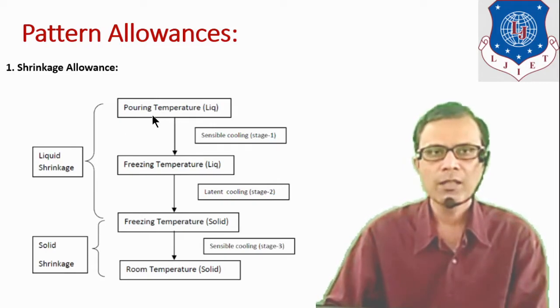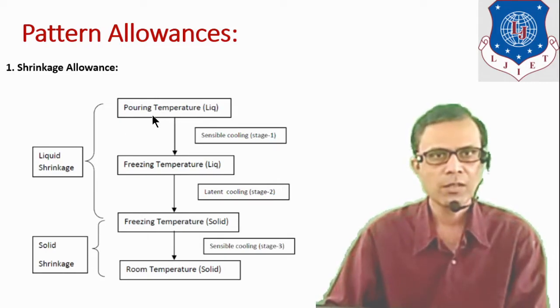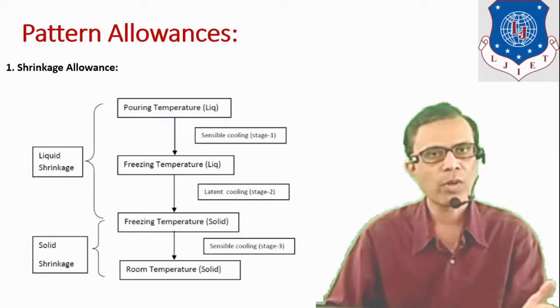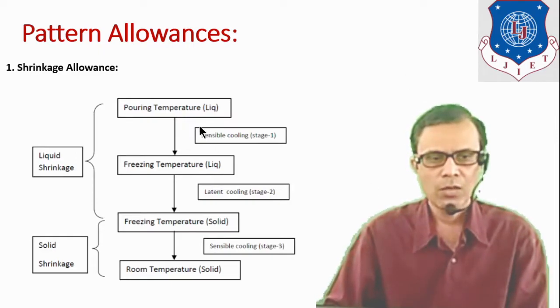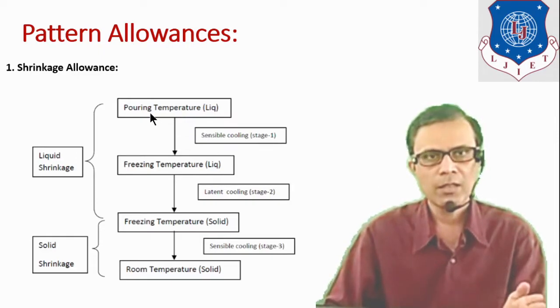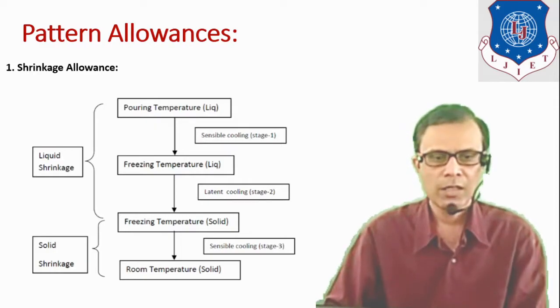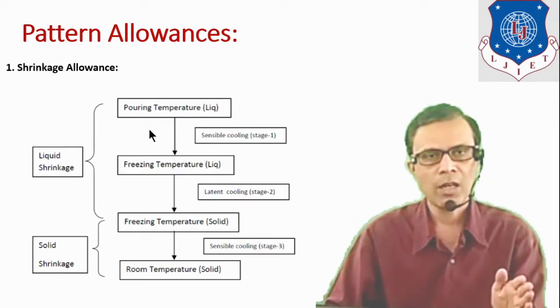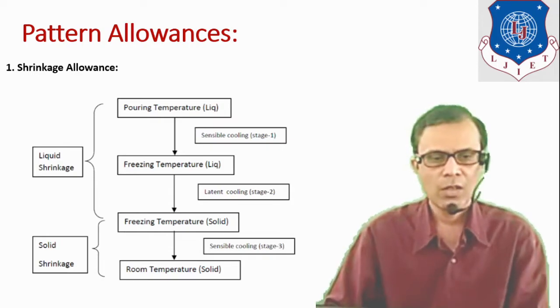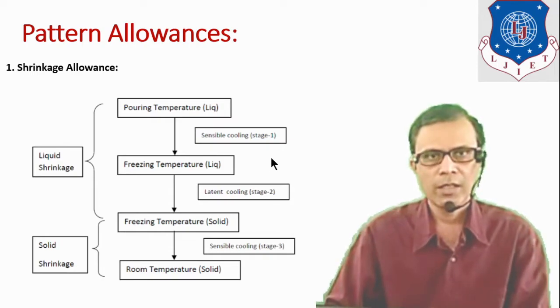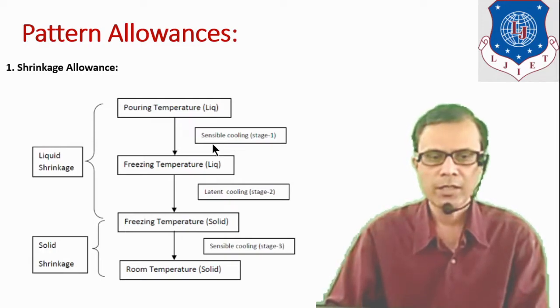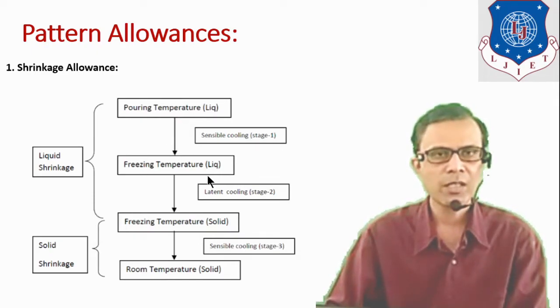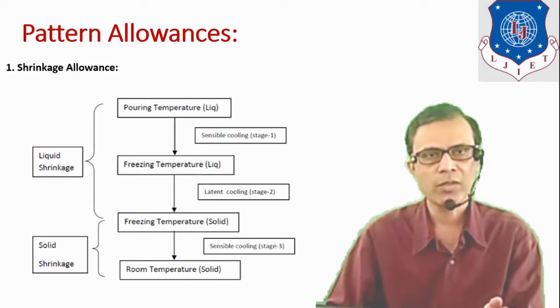Initially, metal is at pouring temperature. For each and every metal, the melting temperature or pouring temperature is different. So initially the metal is at melting temperature, and after that it is allowed to cool down, so it will lose some heat and its temperature decreases. That process is sensible cooling. Now it will arrive at freezing temperature, but still it is in the liquid phase.